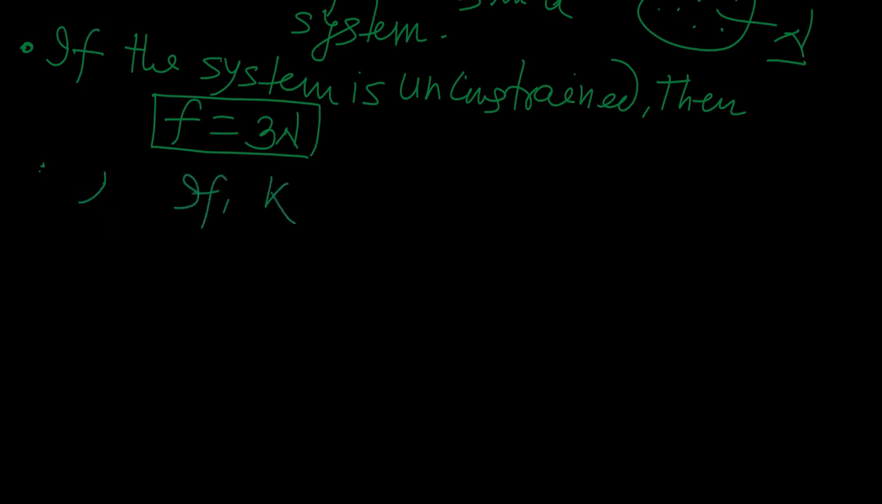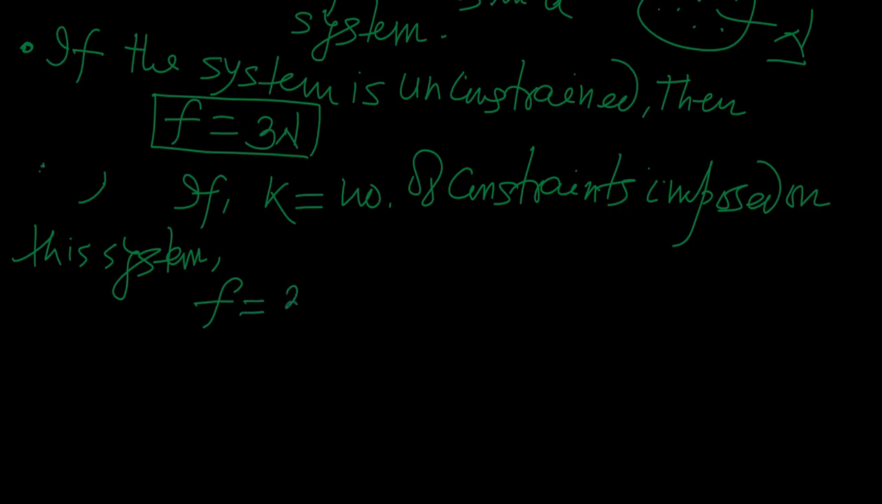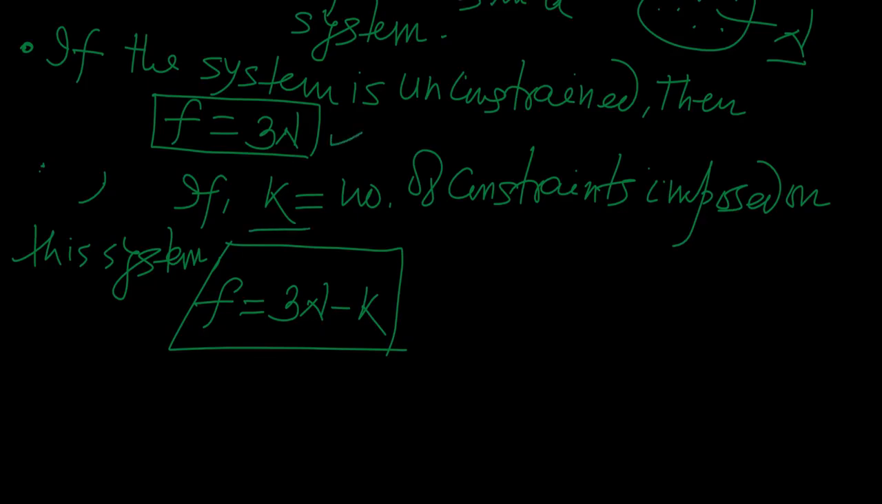if k is equal to the number of constraints imposed on this system, then as we have studied before, in this condition the degree of freedom will be reduced by k, and the effective number of degrees of freedom of this system will be simply 3n minus k. So if the system of n particles is unconstrained, no constraint is imposed on it, its degree of freedom is 3n, and when k constraints are imposed on it, the degree of freedom is 3n minus k.